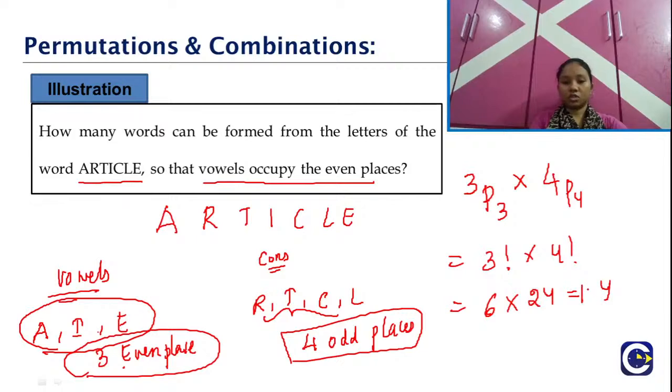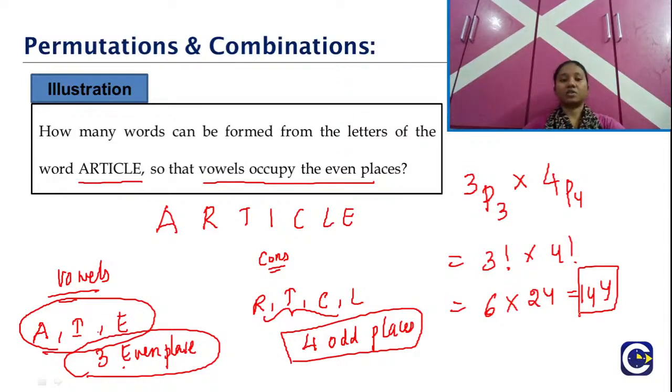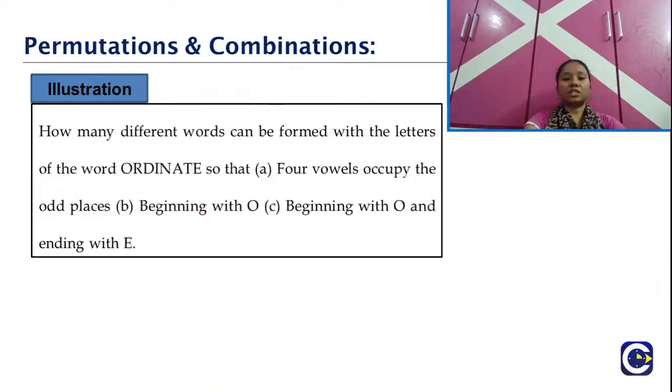144. So the total arrangements of this word so that the vowels can occupy the even places is nothing but 144. The question can be like this: vowels occupy the even places. If it is the other way, we can even have it as consonants occupy the odd places. So both will be the same thing here. Right. So let's move on to the next question.